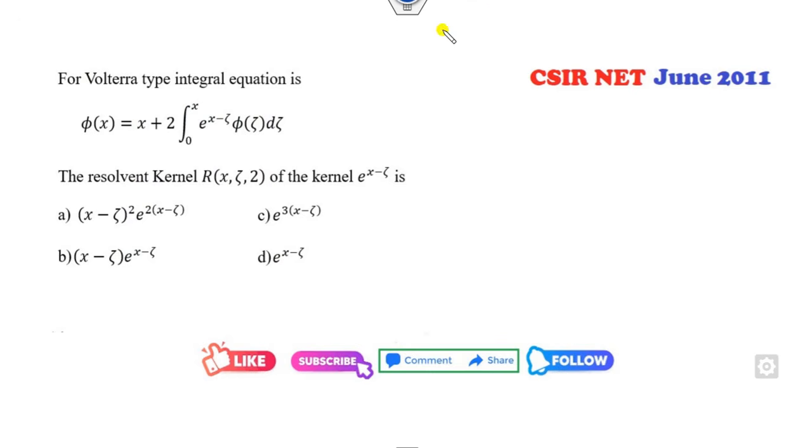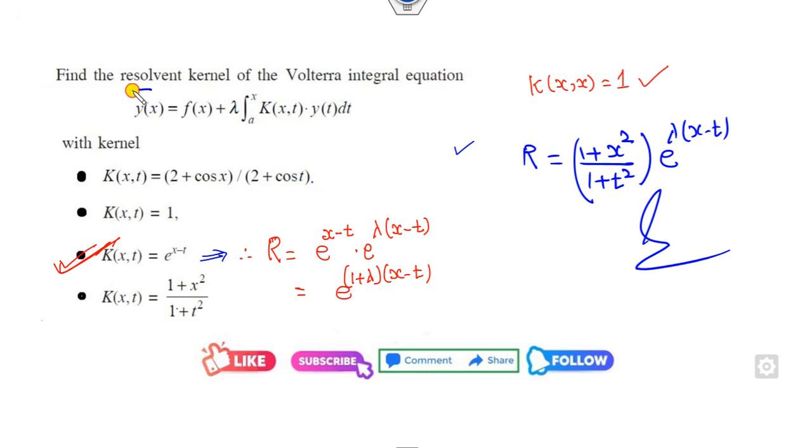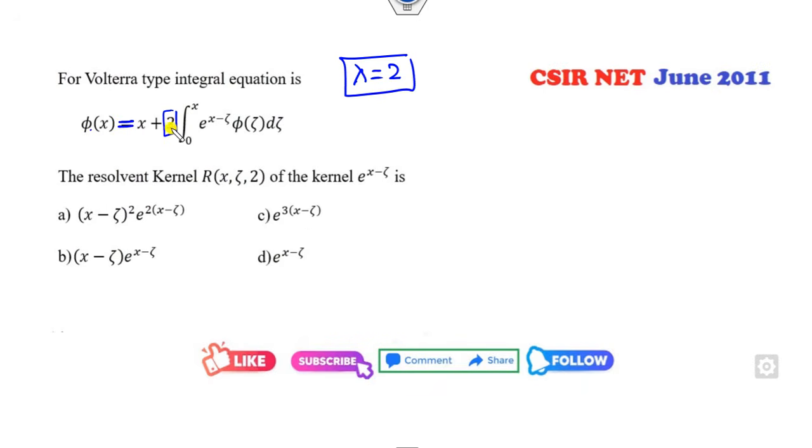Now let's start with this first question. Lambda is given as 2. Make sure it is written as phi of x; it should always be written in the standard form, y is equal to f of x plus the integral. So lambda is my 2.